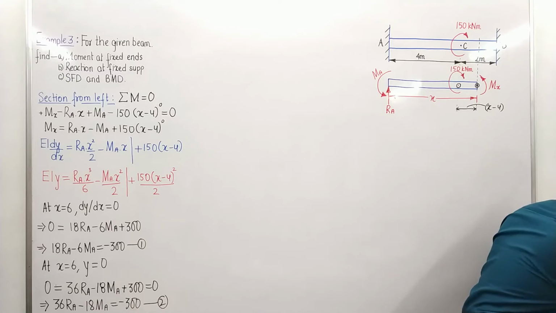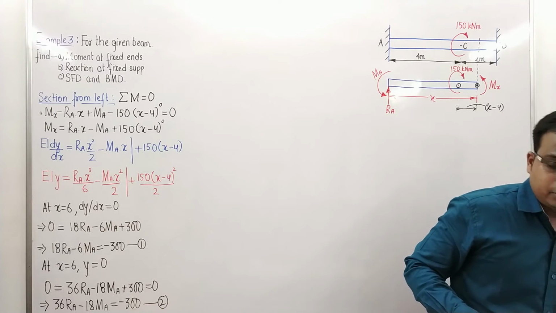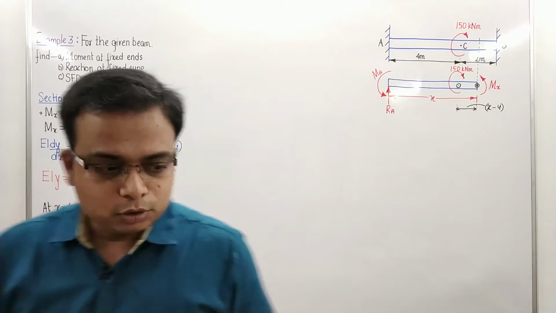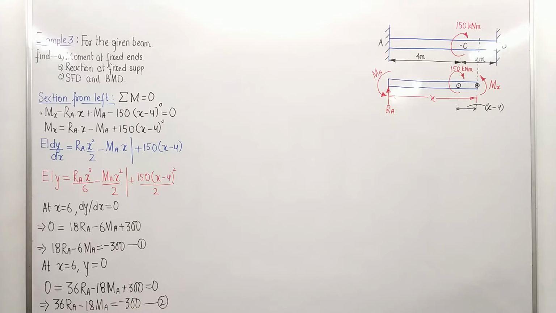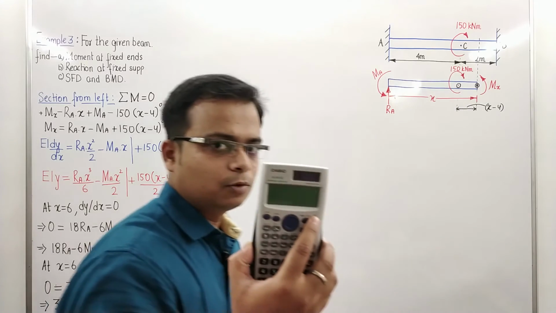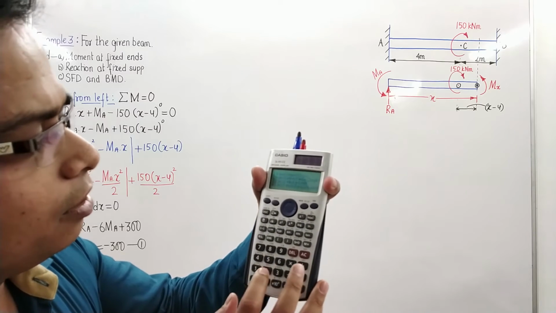Okay, now what to do? You just need to solve these two equations. When you solve these two equations, let me just show how this can be done. You just need to use this. Go to mode for equation, hit 5.